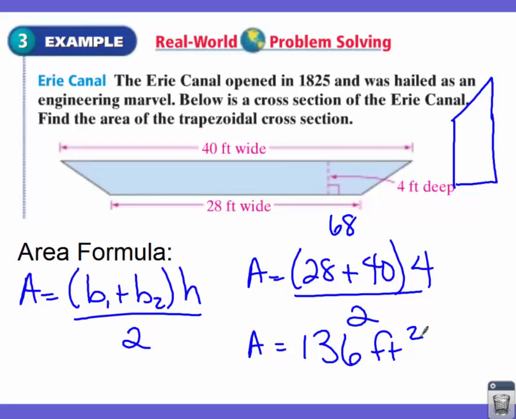Okay, so that's how we do a trapezoid. So just remember, okay, your base and your height, just like I said with the triangle, is always going to be touched by a right angle. So this time the height is the distance between the two parallel sides.